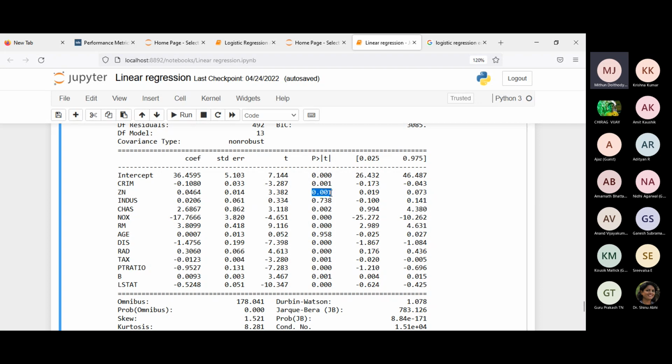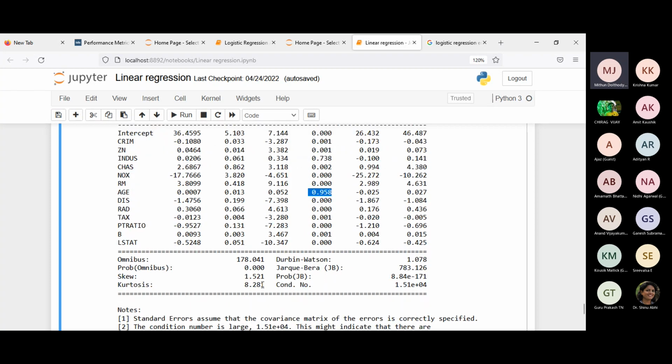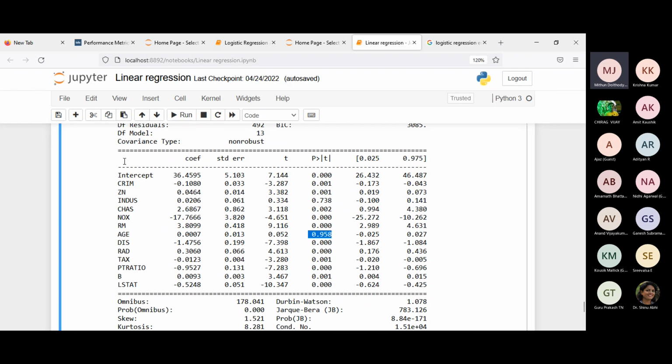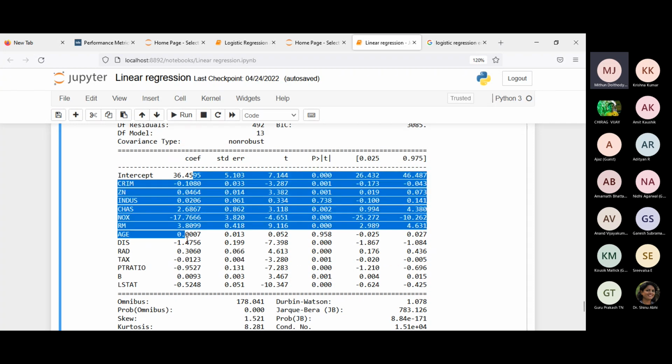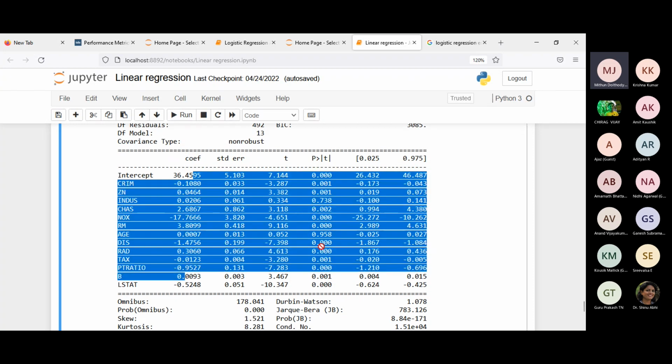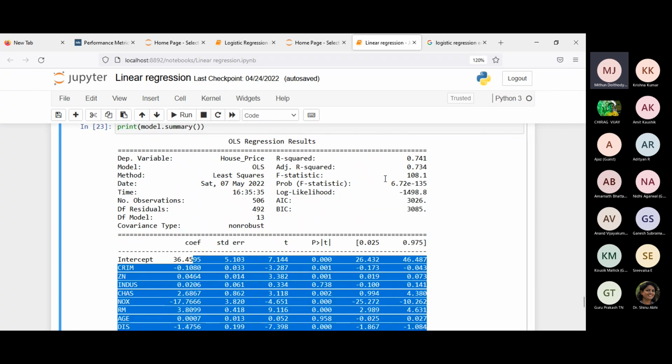Next, 0.001 less than 0.05, so important. Indus 0.73 greater than 0.05, so it is not important. Look at this variable, 0.958 greater than 0.05, so it is unimportant. All right, so this is the confidence interval that is reported here. These are certain additional statistics that we have generated, but mainly for this module, just focus on the coefficient values and the p value. You can also focus on the R square.